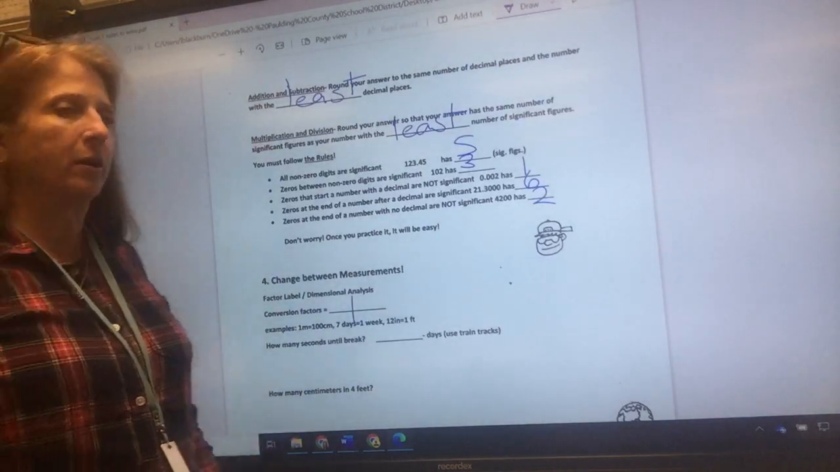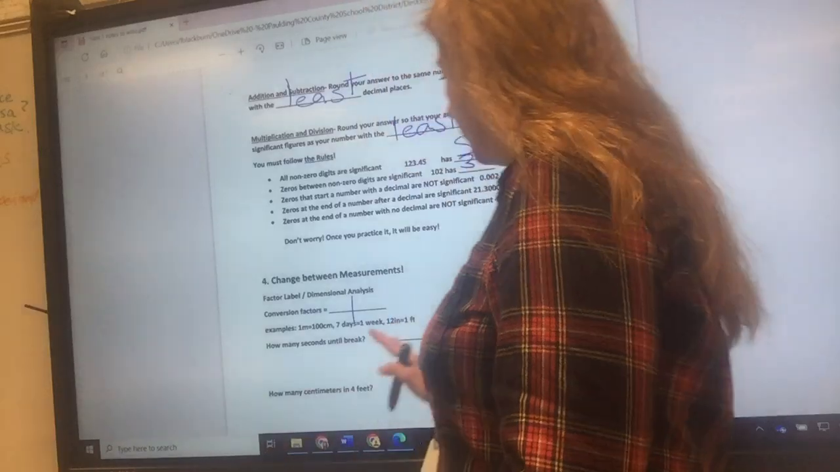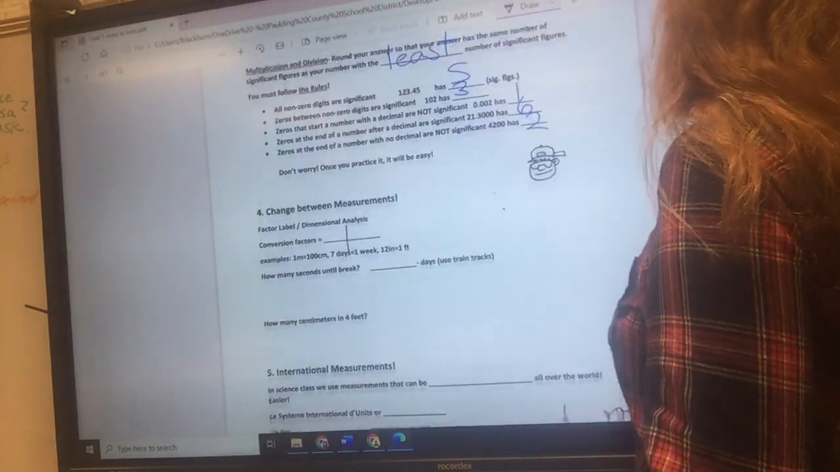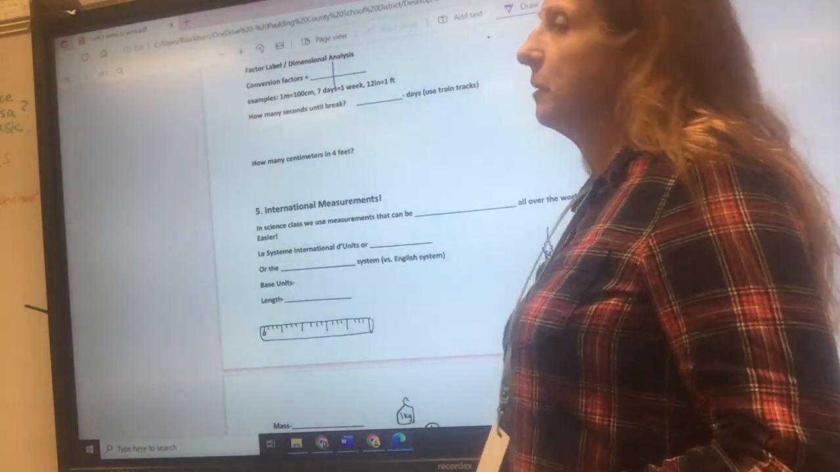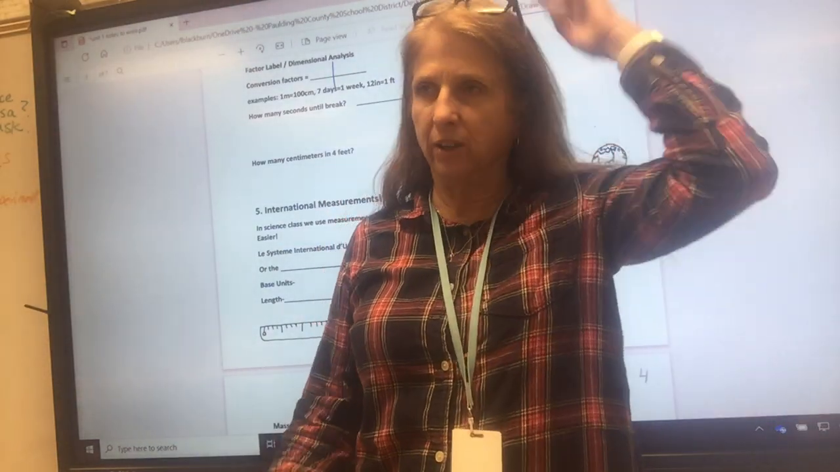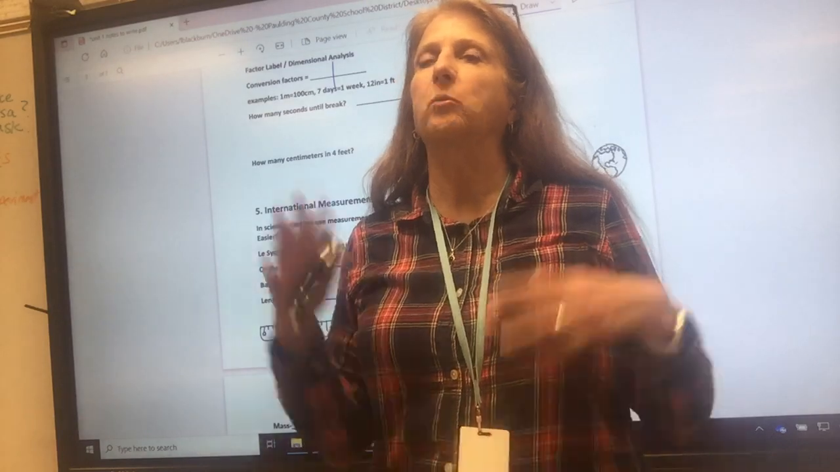How many seconds until break? We figured that out. I don't want to redo that problem, but I'll do this one. How many centimeters in 4 feet? Okay, so whenever you do one of these problems, you start with writing what you know.